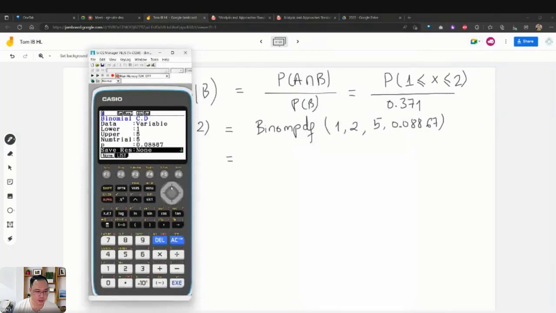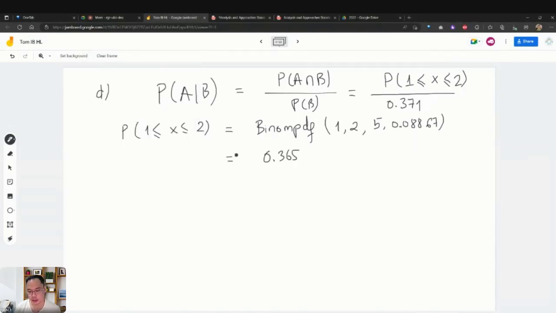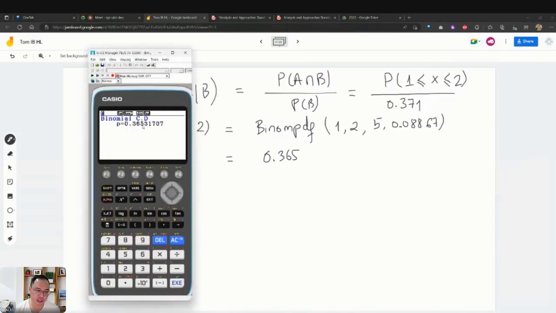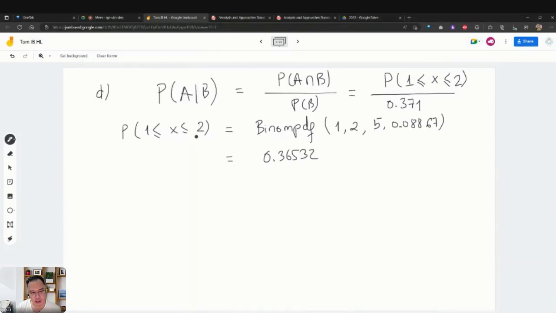Okay, the lower boundary is 1, the upper boundary is 2. Okay, there, exactly, beautiful. 0.365. You just need to take as many decimal places as possible: 0.36532. That is the probability of her being late less than 3 times, x < 3, meaning equal to 2, given that x is at least 1. That is the meaning of this.